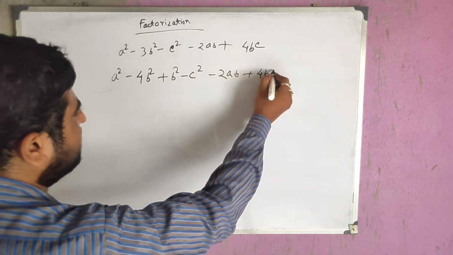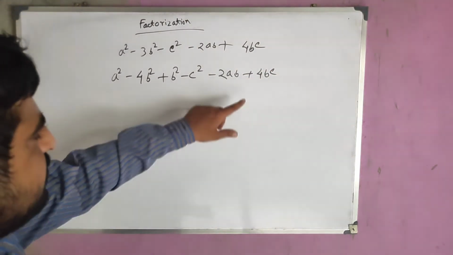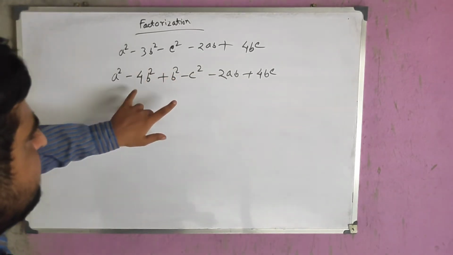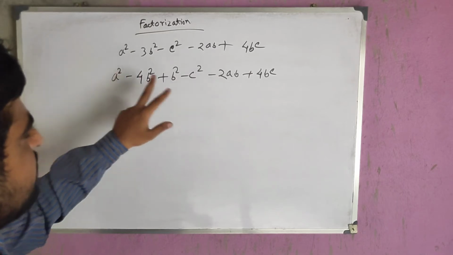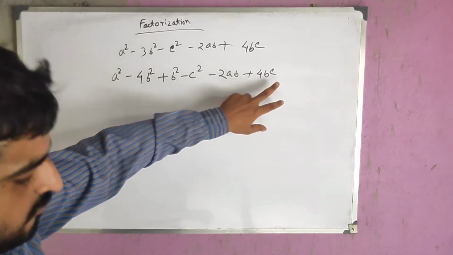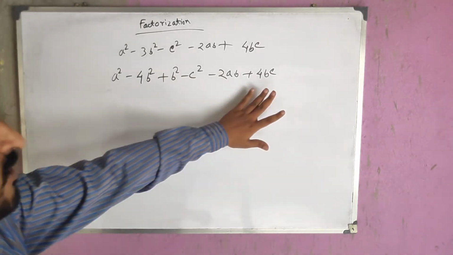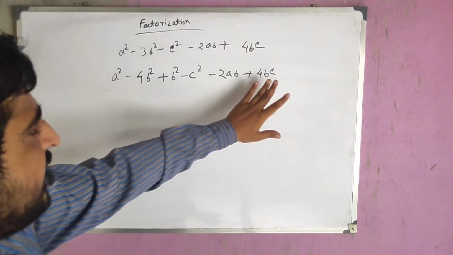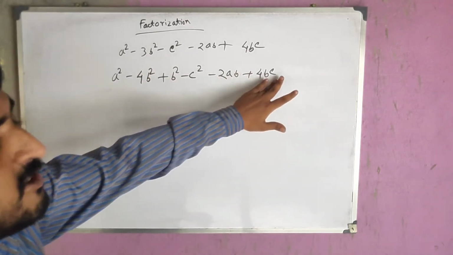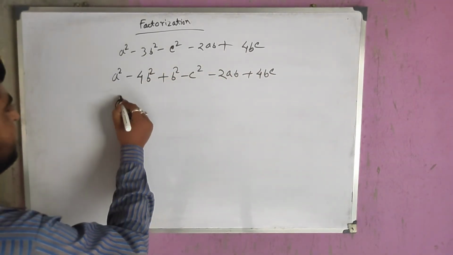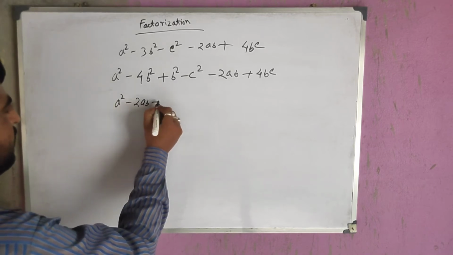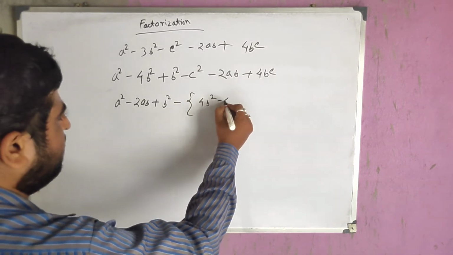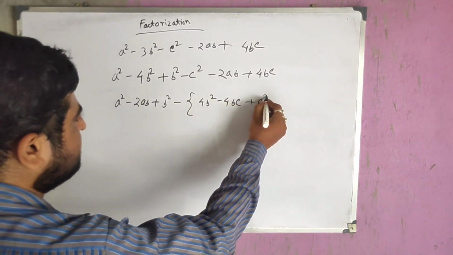Now what we have to check? We have to check the 2ab term. So this is also 2ab, this is also 2ab. So by seeing these 2ab we can tell that we have to take a square and b square. By seeing this 2ab form we have to take b square and c square form. Now here is only 2ab, so we have to take a square and b square only, and there is 4bc, so we have to take 4b square and c square with this one. So we can write this one as a square minus 2ab plus b square, then take minus as common. It will become 4b square minus 4bc plus c square.